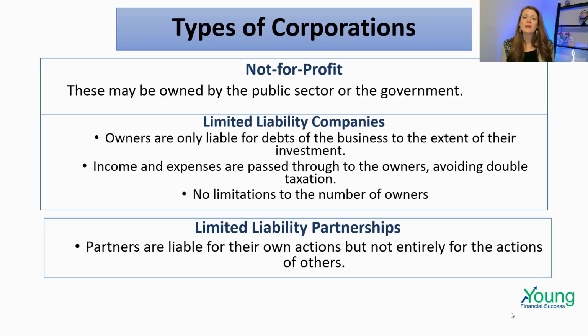There's also limited liability partnerships. This is where the partners are liable for their own actions, but they are not entirely liable for the actions of others. So maybe you've got 4 different partners going into a business and one of them just makes some really bad decisions and really hurts the company. That is not going to financially cause the other 3 to be liable. It's going to be reflected on that one partner.